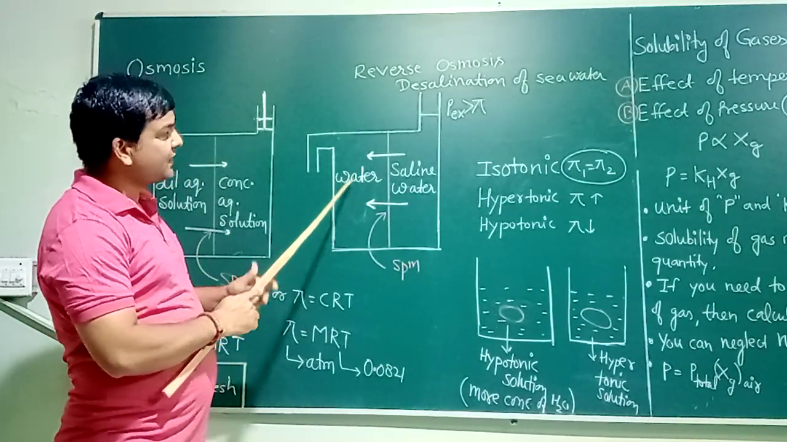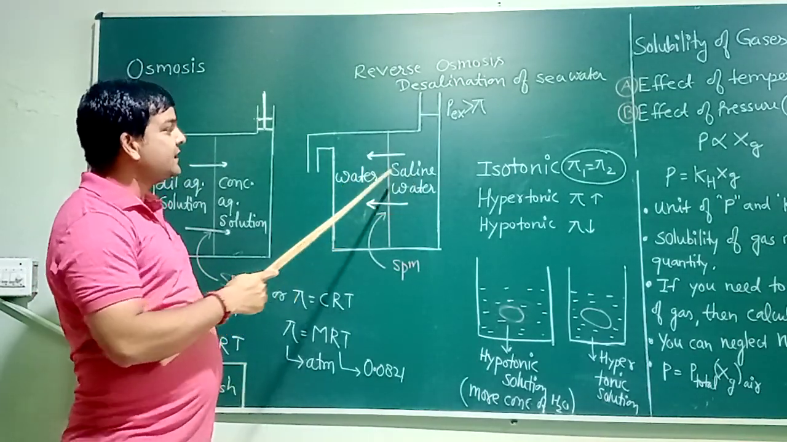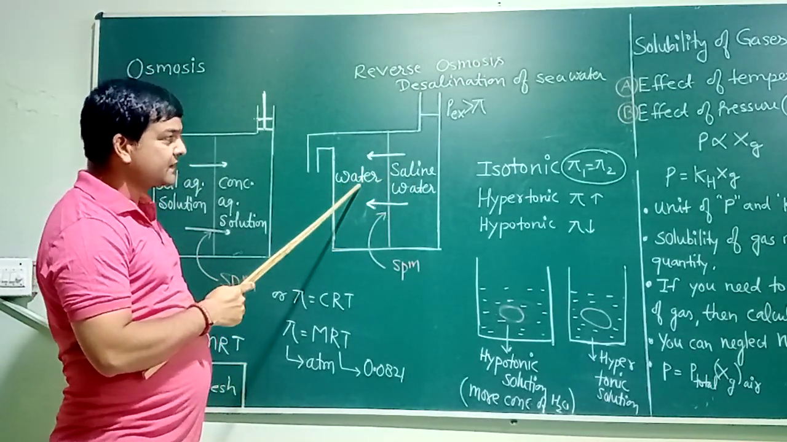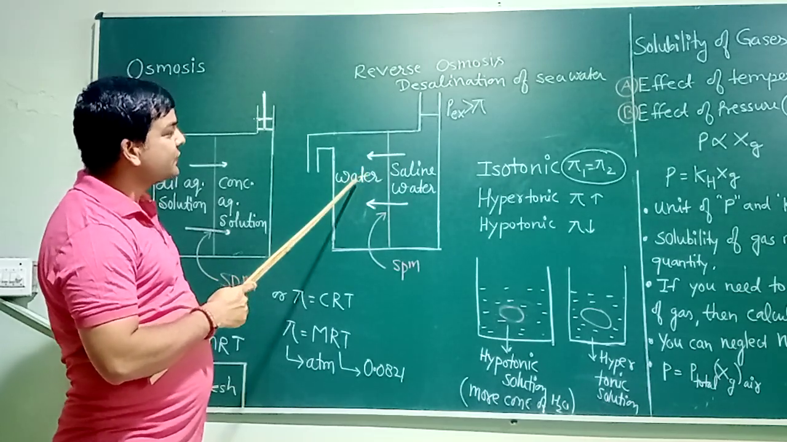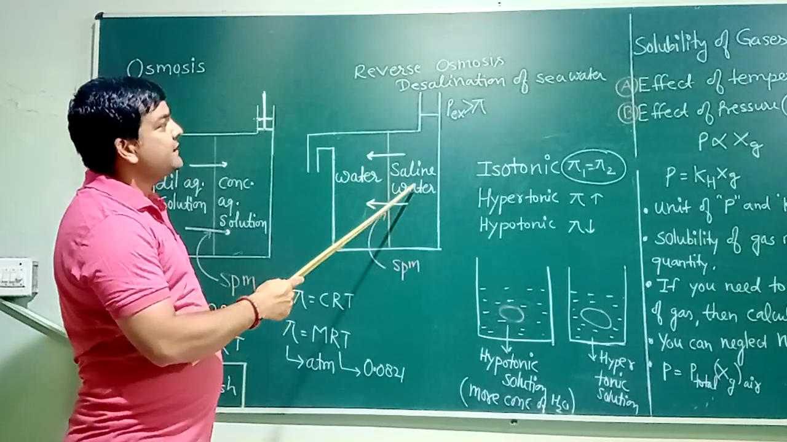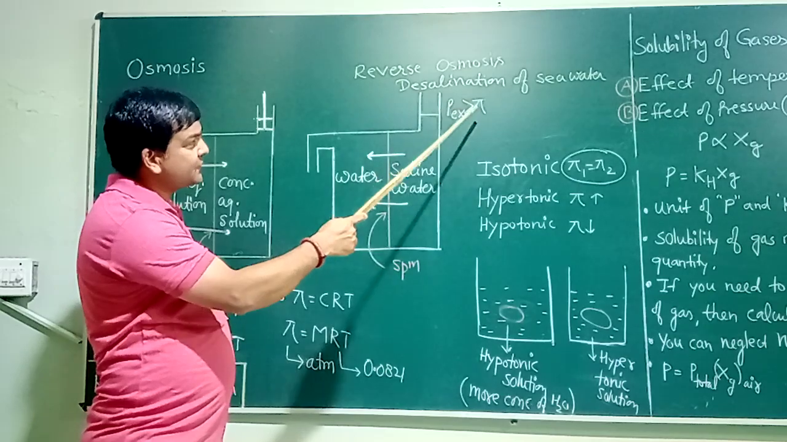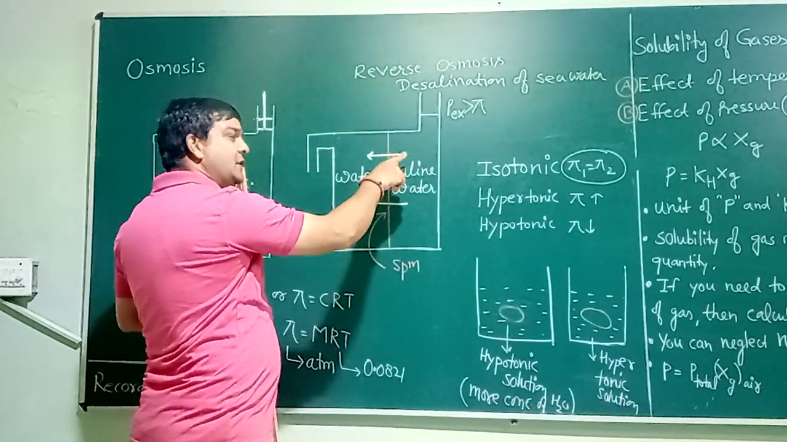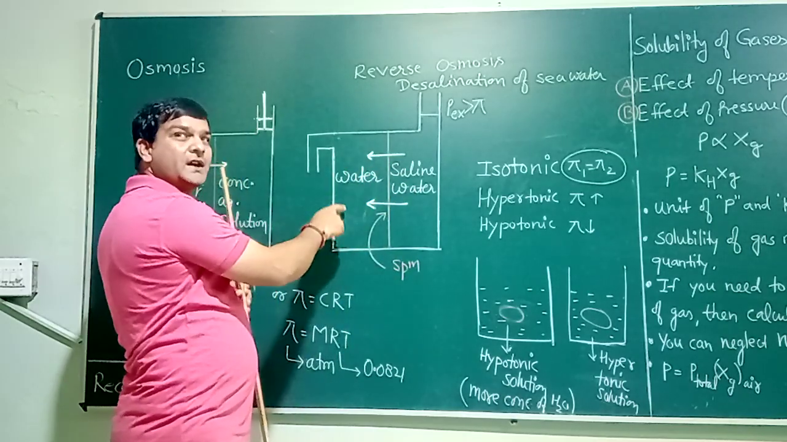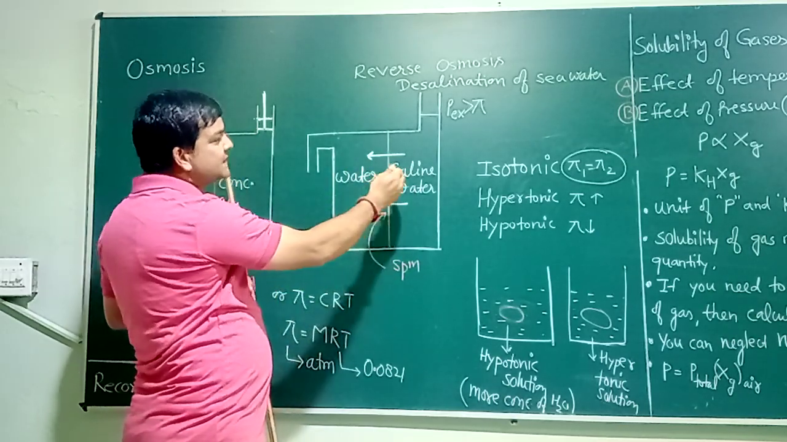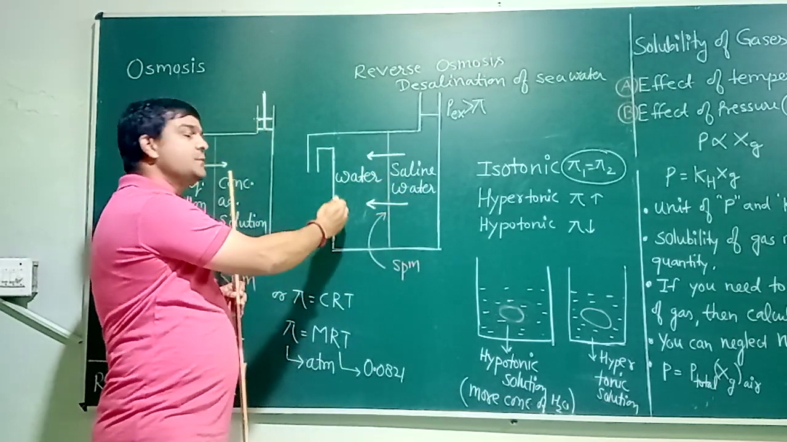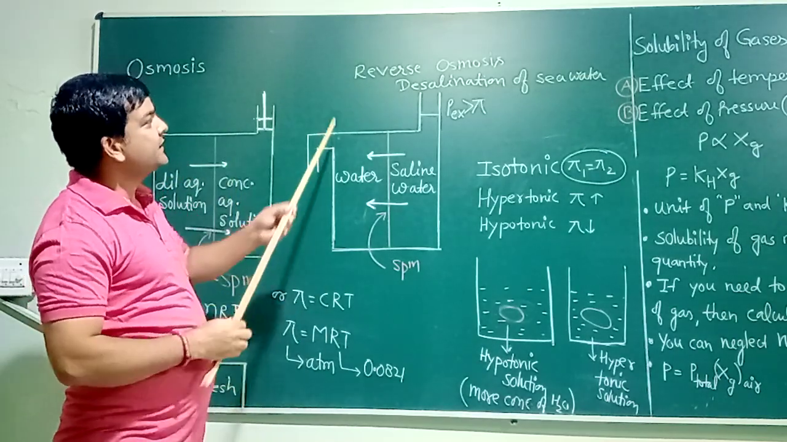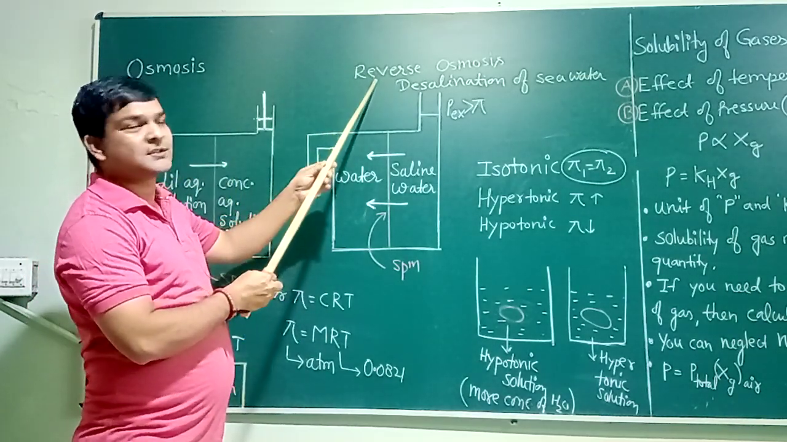This is pure water and this is saline water. Definitely the concentration of water is more here. In normal condition, water moves from this side to this side. But here, because external pressure is greater than osmotic pressure, the movement of water starts from a low concentration of water to a high concentration of water. It means from saline water to pure water, and this particular process is known as reverse osmosis.